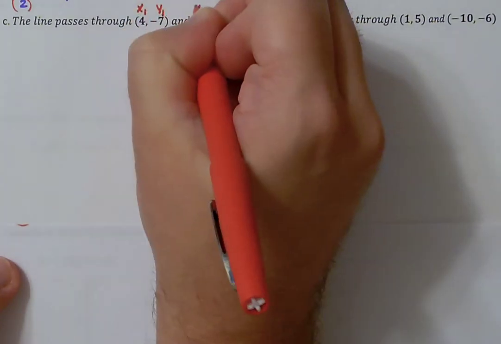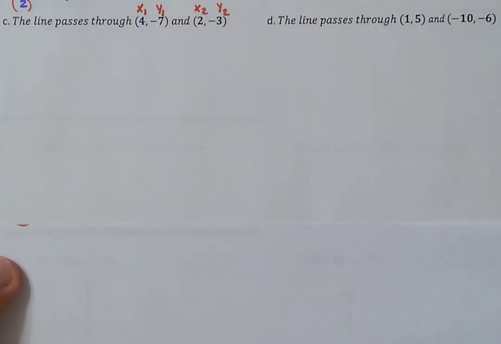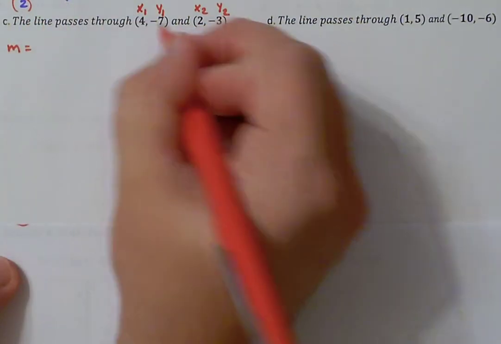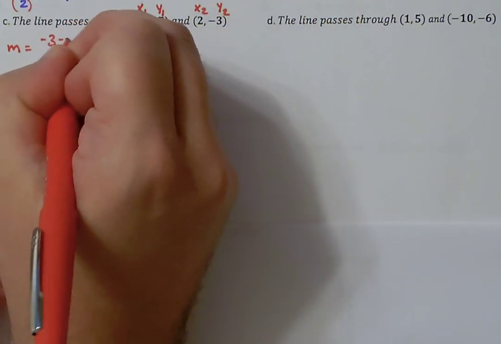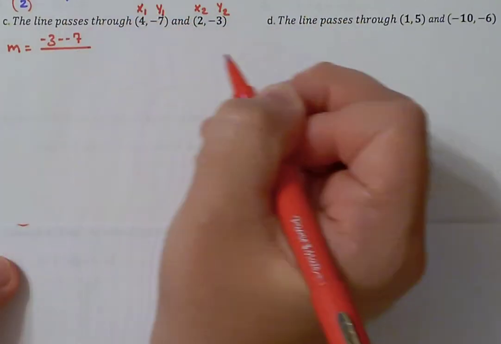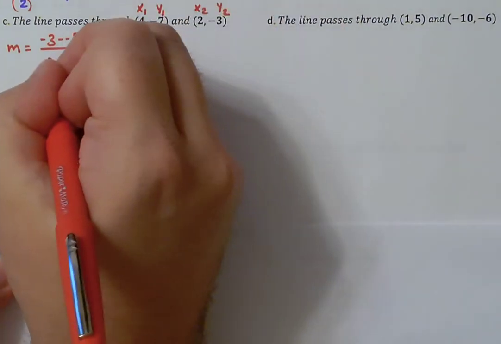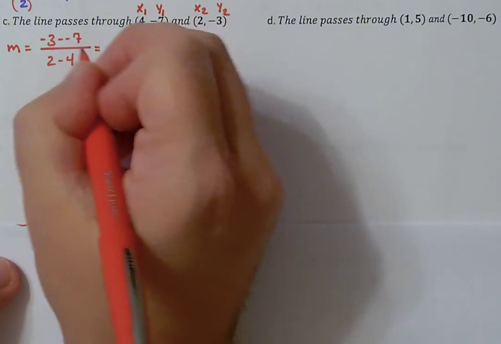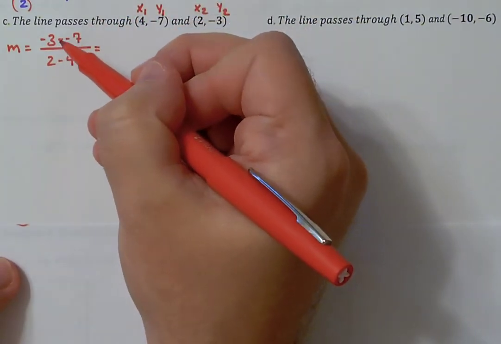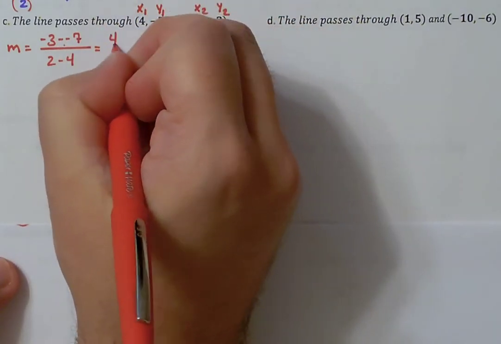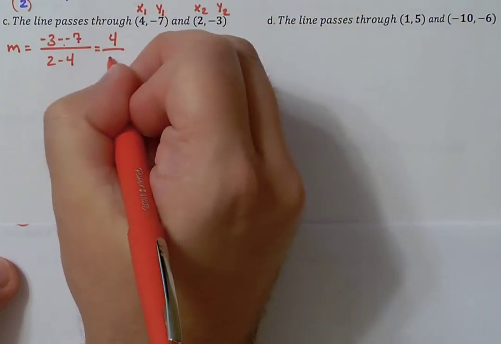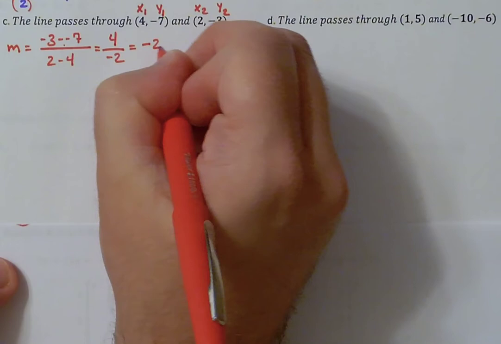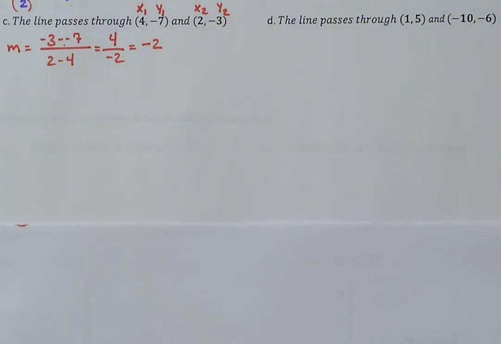x1, y1, x2, y2. If I go through and find my slope, so that's going to be m equals y2 minus y1. So negative 3 minus a negative 7 over x2 minus x1. So 2 minus 4. Negative 3 minus a negative 7, so that's negative 3 plus 7. That gives me 4. 2 minus 4 is going to give me a negative 2. When I do 4 divided by negative 2, I end up with negative 2 for my slope.